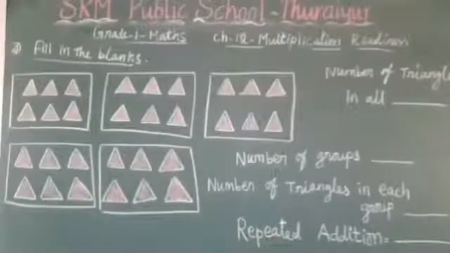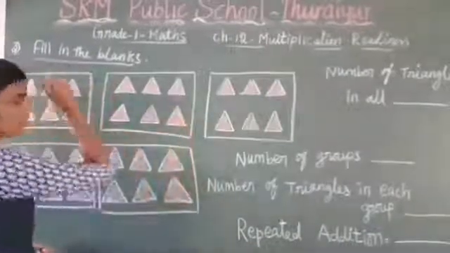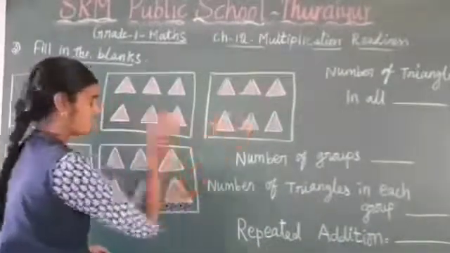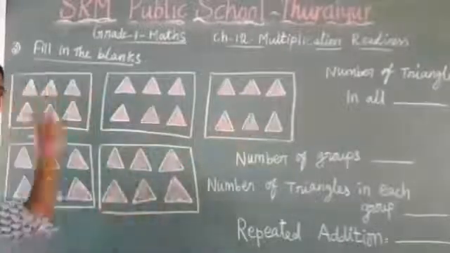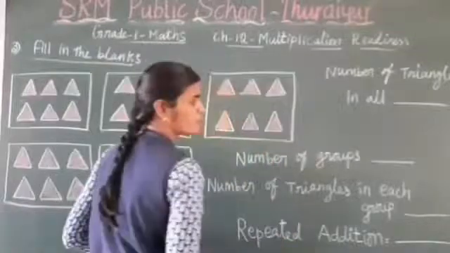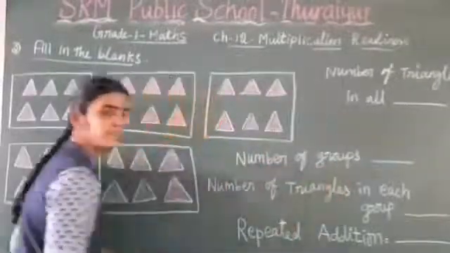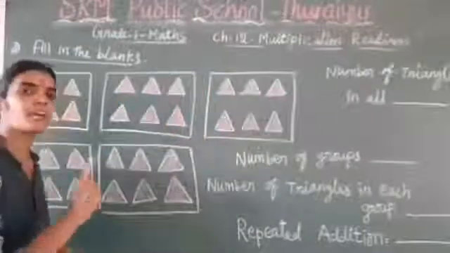Next, fill in the blanks. See here, pictures of triangles are given in groups. This is one group, second group, third group, fourth and fifth. Five groups are here. Using this picture, you have to fill up these blanks. First question is number of groups.